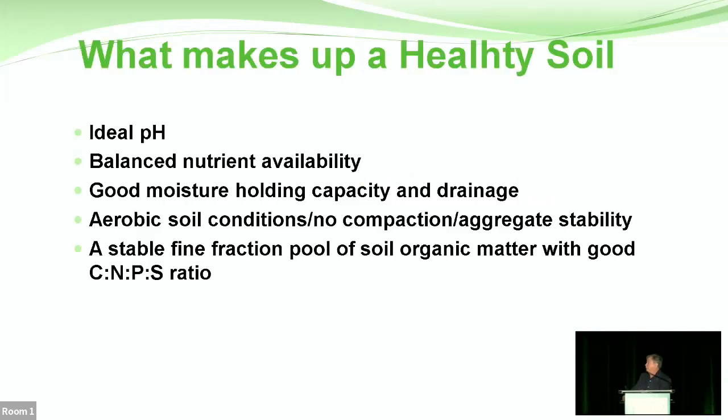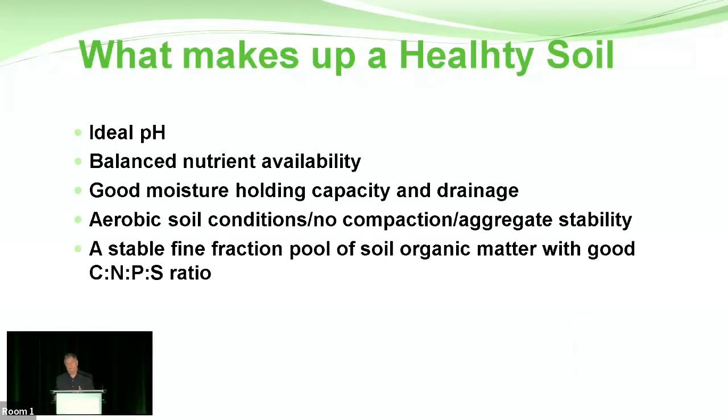So what makes up a healthy soil? Ideal pH is number one, because right from day one, when George and I identified that a pH around 6.5 seems to be the happiest environment for both fungi and bacteria, it's really important to focus on that whole concept. Balanced nutrient availability, and emphasize balance. The problem we have in production agriculture in North America is that when we talk about fertilizer, everybody's focused on nitrogen. Nitrogen is detrimental to some of these. We need some, but it can be detrimental if it's abused or overused. It's the other nutrients that are more important in sustaining this population.